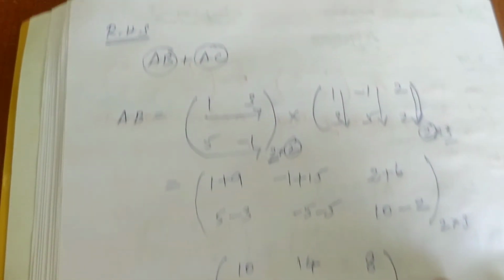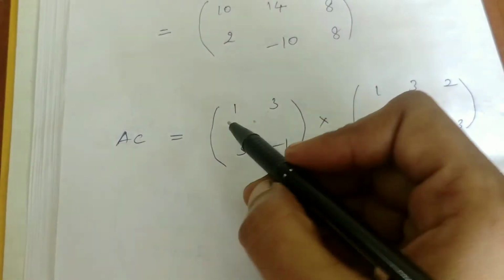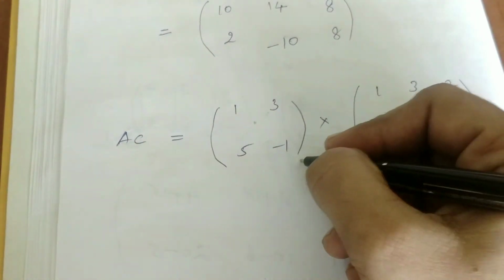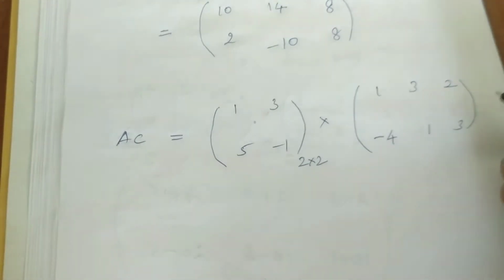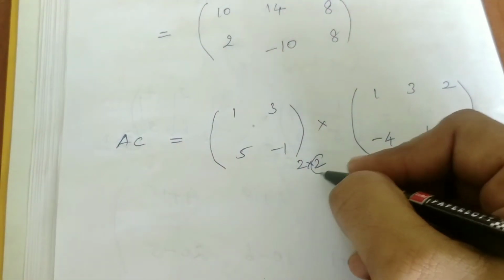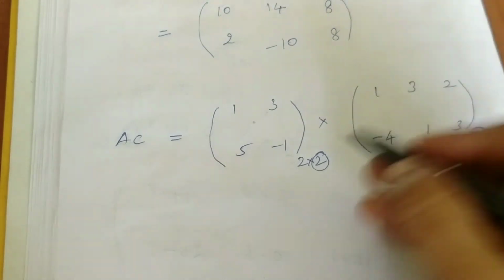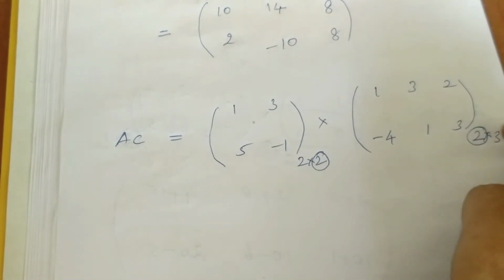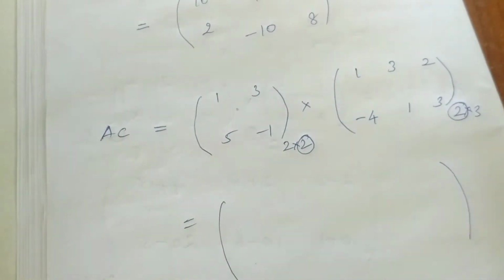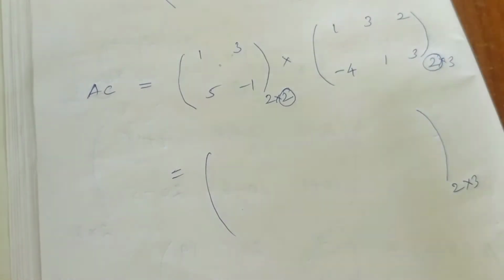Again, now we are going to find out the value for AC. So, write the matrix A and then write the matrix C. So the order of the matrix A is 2 by 2. Order of the matrix C is 2 by 3. So number of columns in A is 2. Number of rows in C is also 2. So those two are matching. Therefore, the product matrix will be having 2 rows and 3 columns.